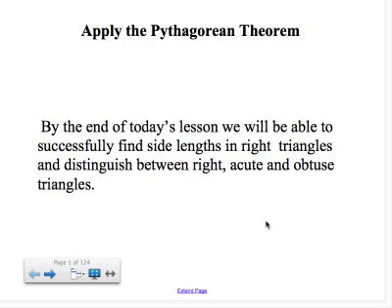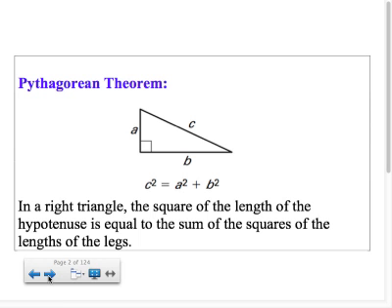Okay, so by the end of this video, you should be able to use the Pythagorean theorem and its converse, which will allow you to distinguish between right, acute, and obtuse triangles. So first of all, recall what the Pythagorean theorem is. It says in a right triangle, the square of the length of the hypotenuse is equal to the sum of the squares of the lengths of the legs. Okay, so in other words, identify your hypotenuse. It's always the side directly across from your right angle. The square of that is equal to the sum of the squares of your legs.